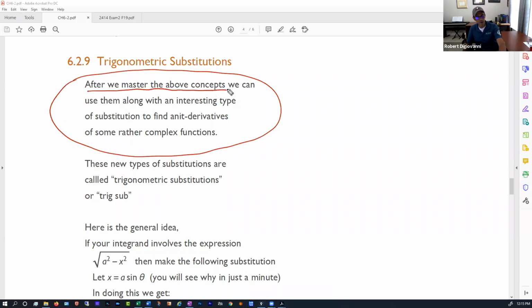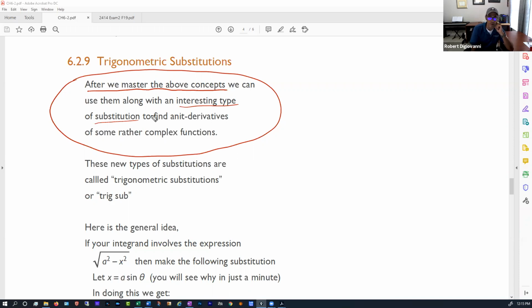After we master the above concepts, we are now going on the assumption that you're very comfortable with trig integrals. You can do sine, cosine, different powers, mixtures of tangent and secant. You've gotten really good at this. You have suffered through the work, right? We can use that knowledge along with a very interesting type of substitution to find the antiderivatives of some really complicated functions. So we are going to do a new type of substitution.